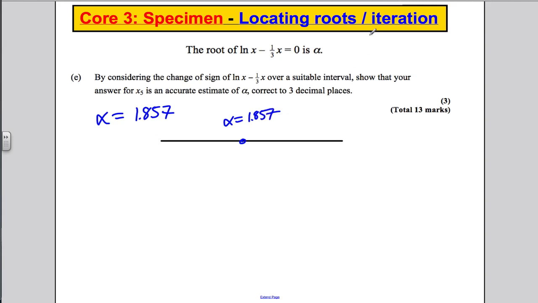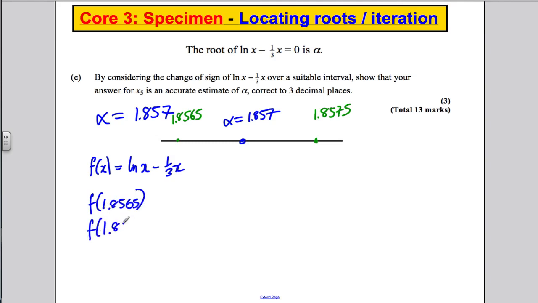In order to check this is right to 3dp, we're going to check the upper bound 1.8575, and the lower bound 1.8565. If our f of x is defined to be ln x subtract a third x, then we simply work out f of 1.8565 and f of 1.8575. Hopefully we get a change of sign, therefore we have a root, and it's accurate to the required number of decimal places.